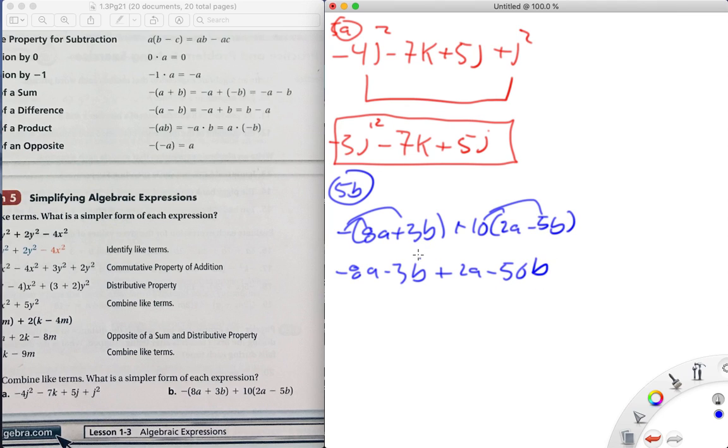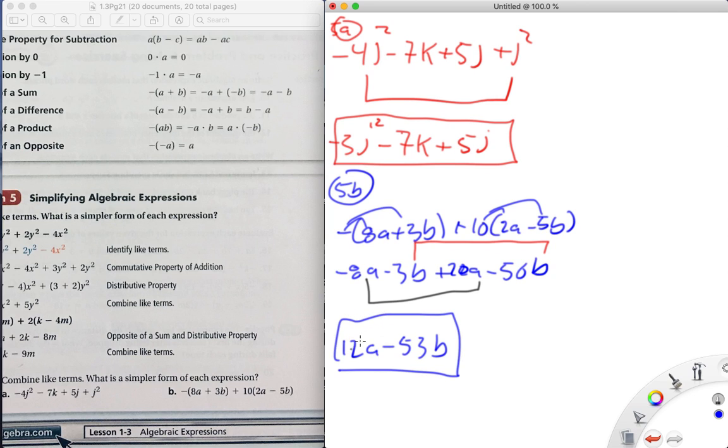I see if there are any like terms. I see like terms for the b's. They're the same variable raised to the same power. And I see like terms for the a's. They're both a's raised to the same power. So negative 8 plus 20, whoops, that's a 20a, isn't it? So this should be 12a. And then negative 3b and negative 50b gives me negative 53b. And then that would be simplified.